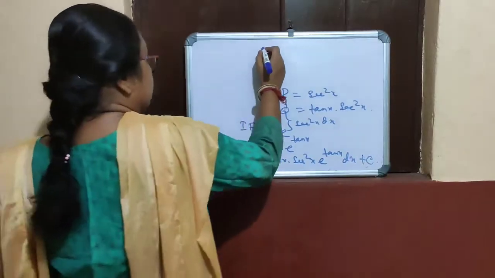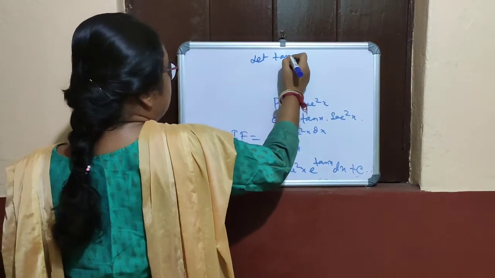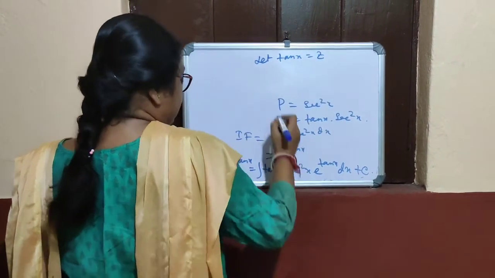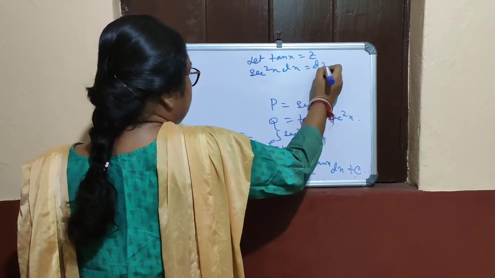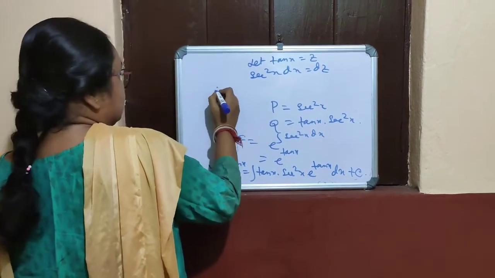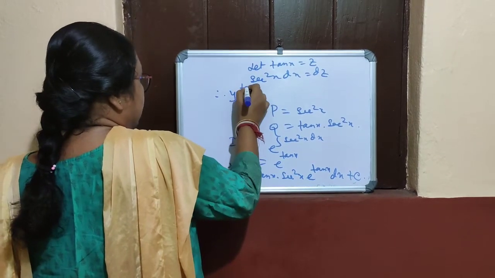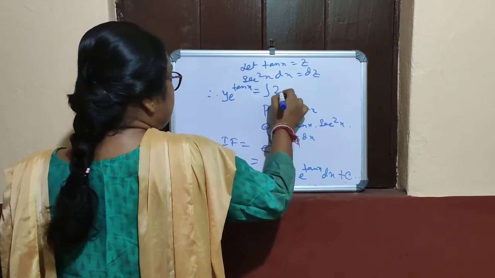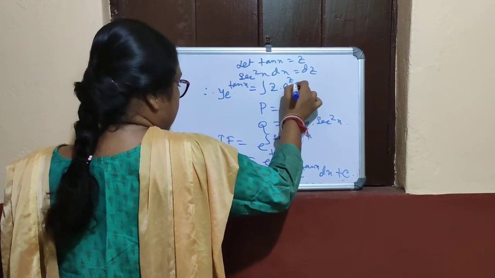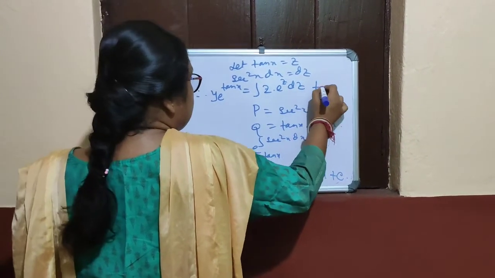Now let tan x is equal to z. The differentiation of tan x is sec square x dx, equal to dz. So y e to the power tan x is equal to integration z into e to the power z dz plus c.